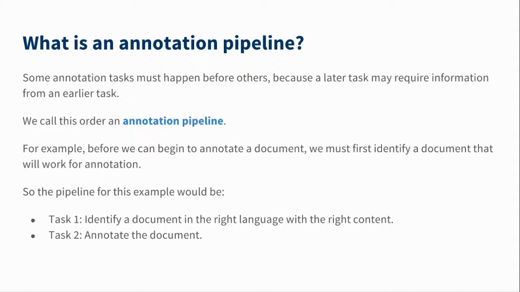For example, before we can begin to annotate a document, we must first identify a document that will work for annotation. So the pipeline for this example would be Task 1. Identify a document in the right language with the right content. Task 2. Annotate the document.